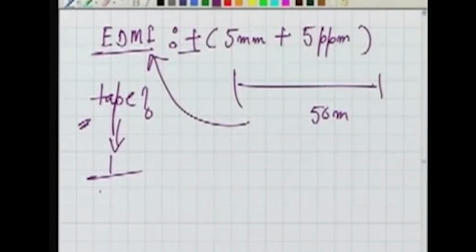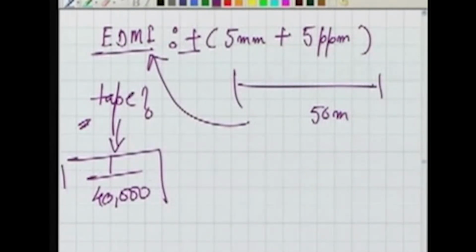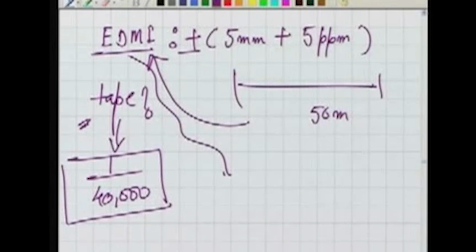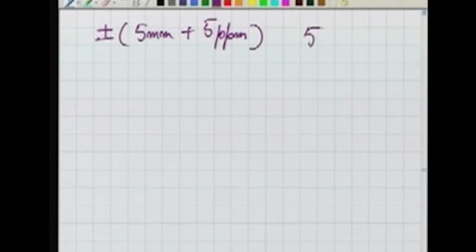This tape, we know, gives a relative accuracy of 1/40,000. What kind of relative accuracy can be given by the EDMI? We will try to compute it. In order to compute this, the EDMI is ±5 mm plus 5 ppm, and the distance which we are going to measure is 50 meter.